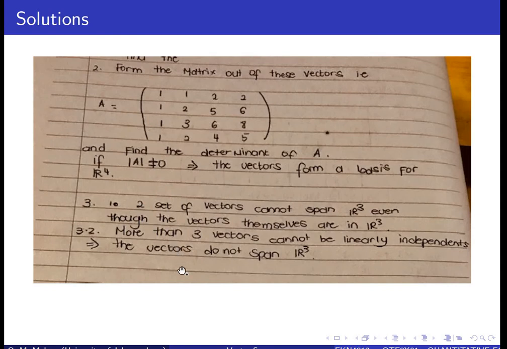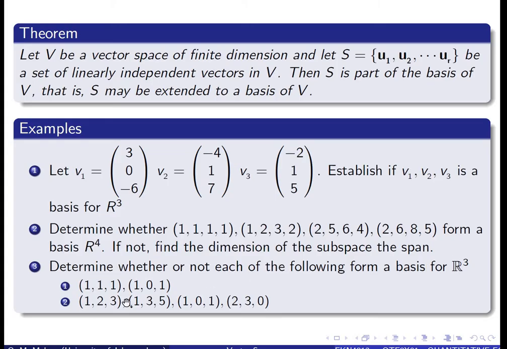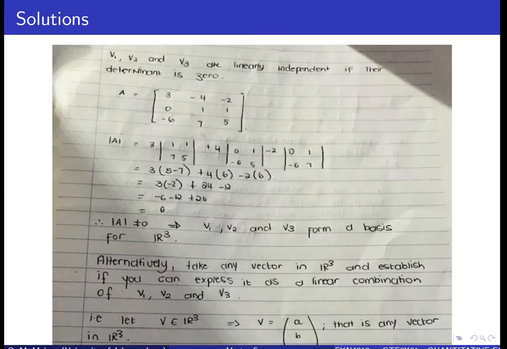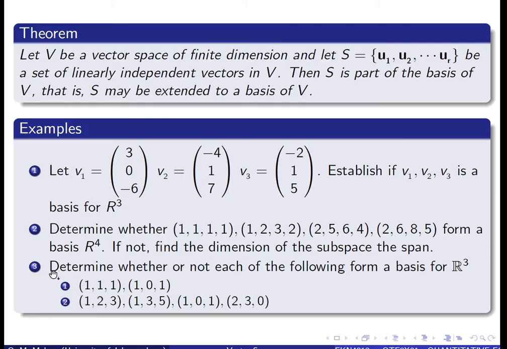And then in number 2 we have 4 vectors in R3. Obviously one of these vectors is linearly dependent, which means it cannot form a basis for R3. This just follows straight from the theorem that we had from the previous slides. So all these vectors, 3.1 and 3.2, do not form a basis for R3.